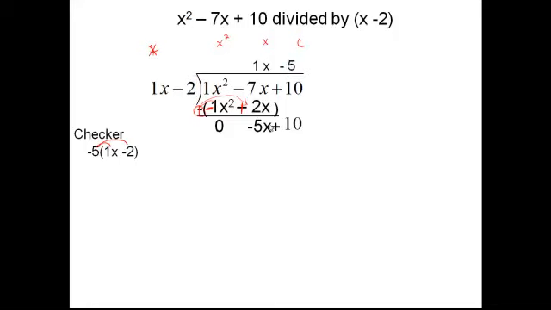So make sure you distribute. We're going to get negative 5x when we take that negative 5 times the 1x, but then negative 5 times negative 2, that's going to be plus 10. So what I'm going to go ahead and do, subtract that, and then just be careful, negative 5x minus negative 5x, that's 0. 10 minus 10, that's going to be 0 as well. So there we have it.